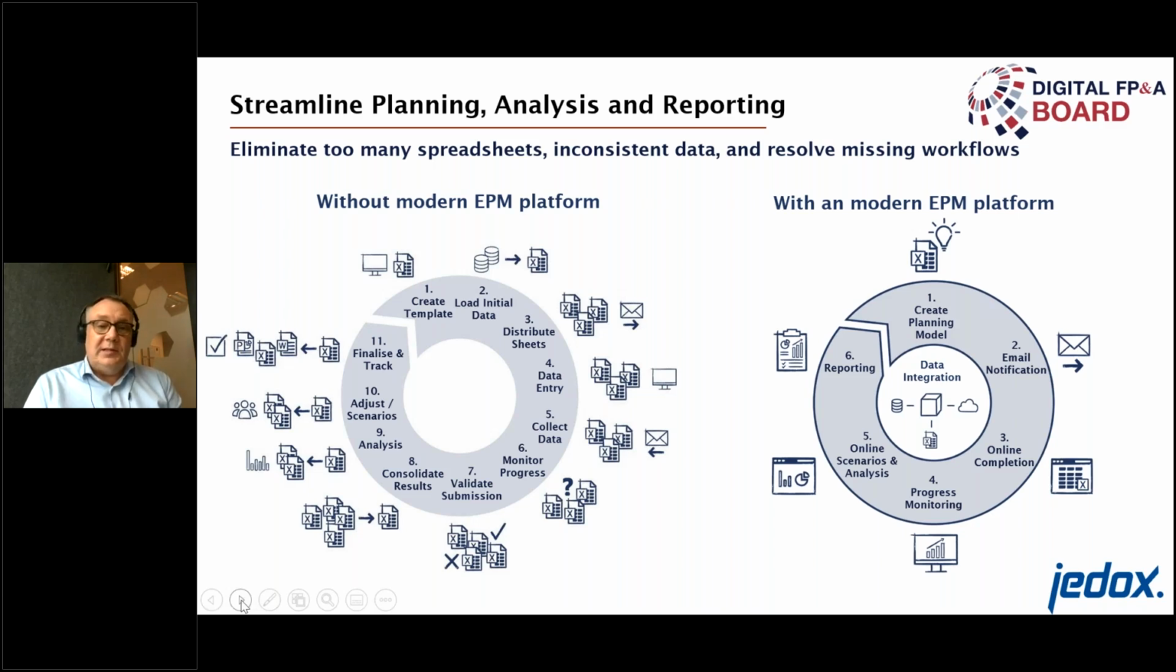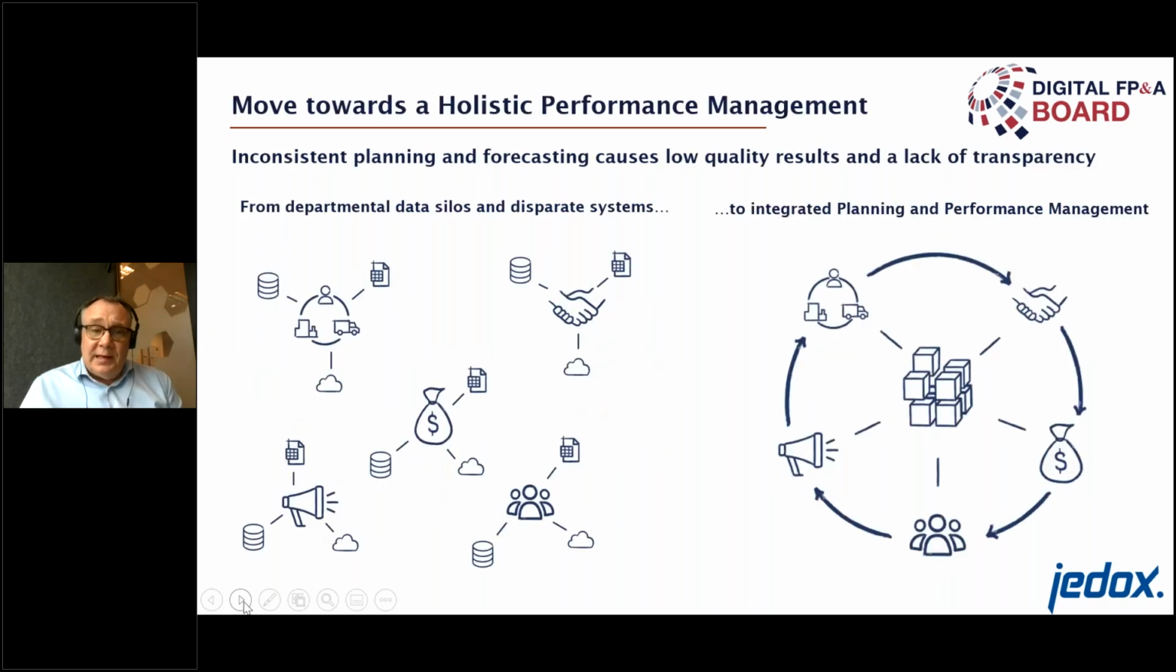You don't want to have the discussions anymore about whether this spreadsheet is the final version, or final 1. Everything should be the single version of the truth in one system with all the data and all the applications inside.